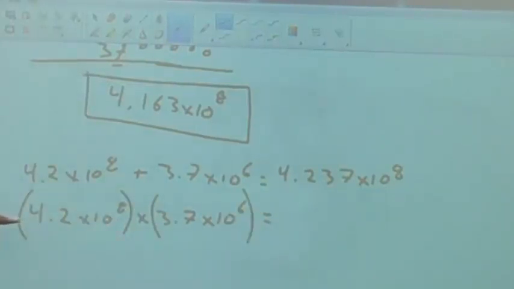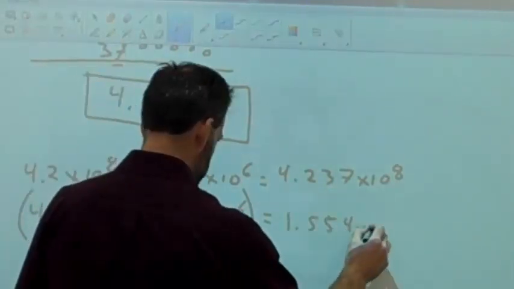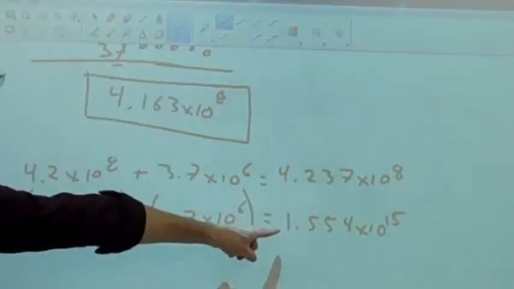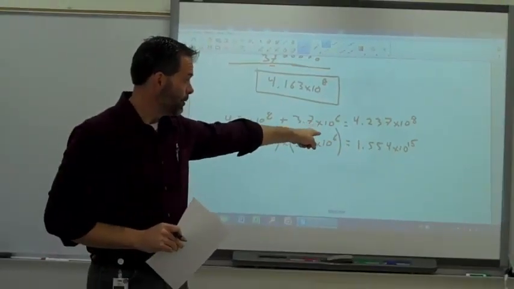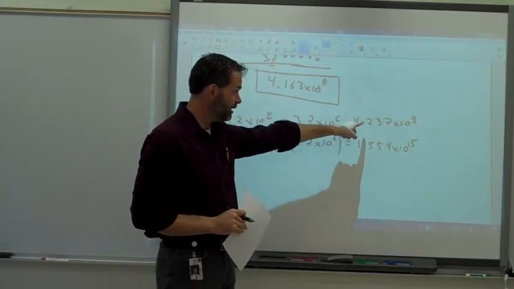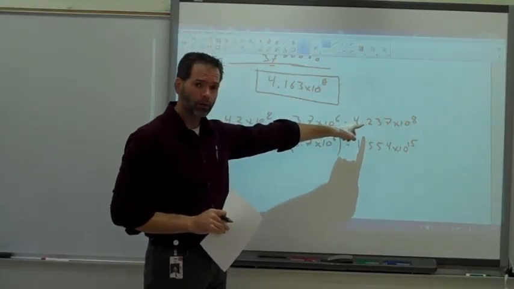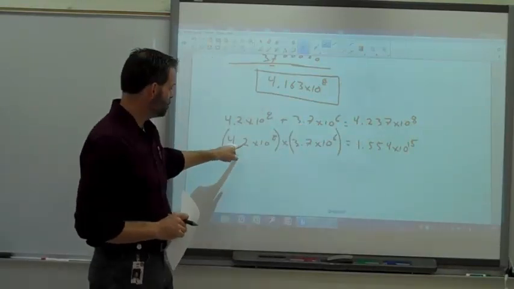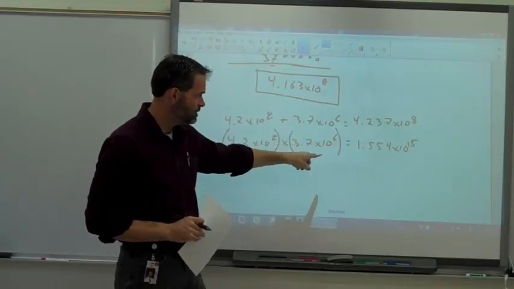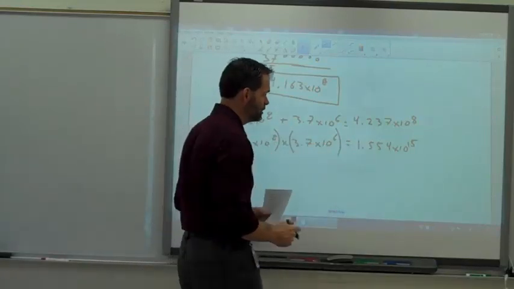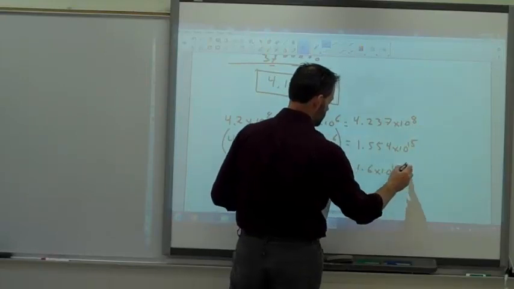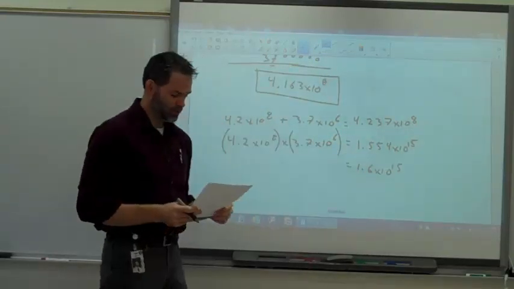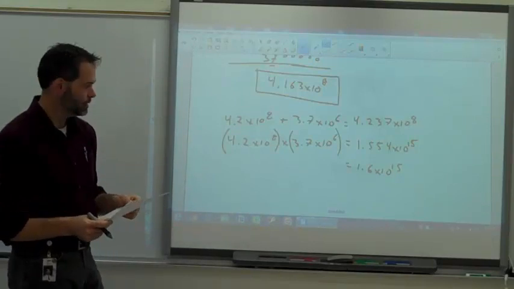Now we multiply them. What do you get? Now your calculator is going to spit out 1.554 times 10 to the 15. Am I allowed to use 4 sig figs here like I've been doing up above? Well, no, because now this is multiplication. I got 2 sig figs here and 2 sig figs here, so I'm only allowed 2 in my answer. Round up the 5 to a 6, 1.6 times 10 to the 16.